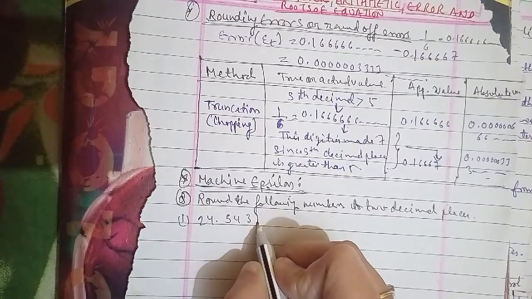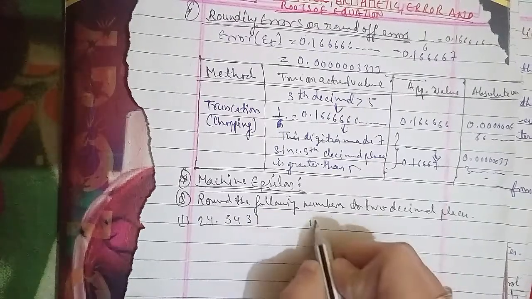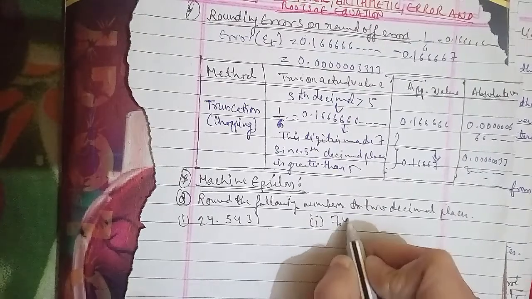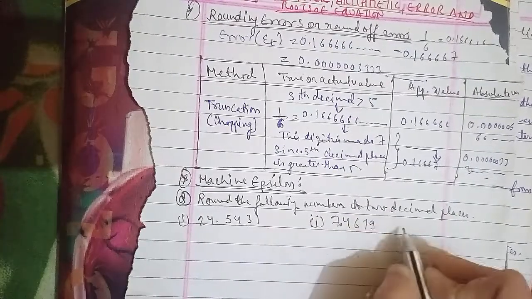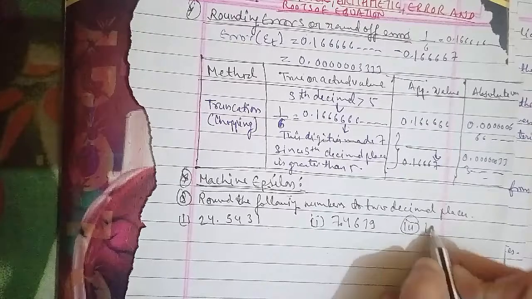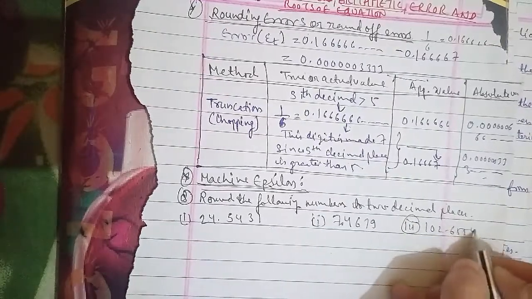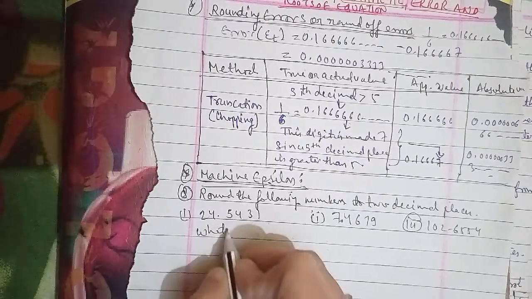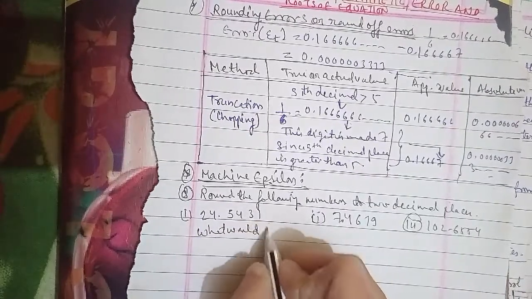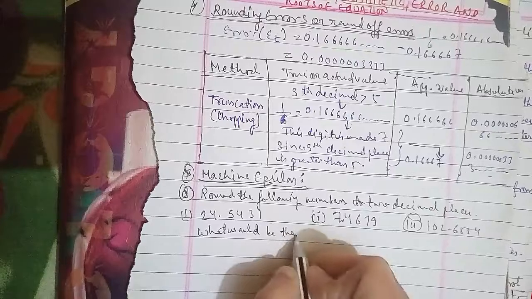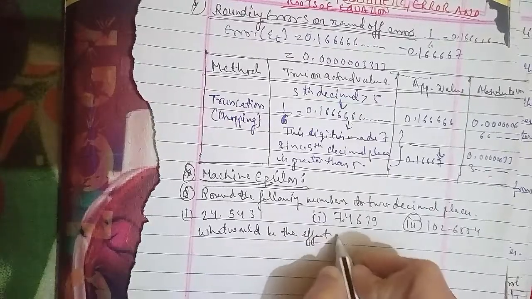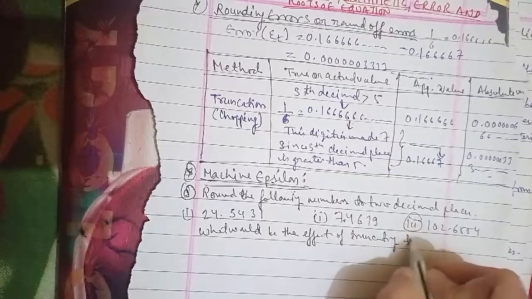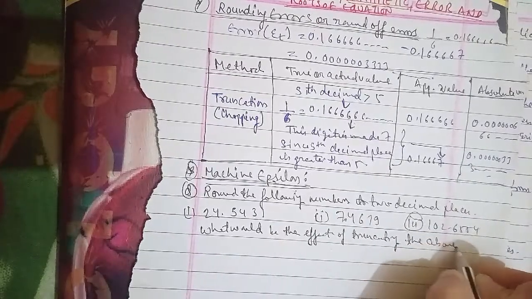So what would be the effect of truncating the above number? Here the table shows the truncation and rounding of the given numbers. We first have the serial number, then the given number, then rounding, and of course the truncation.